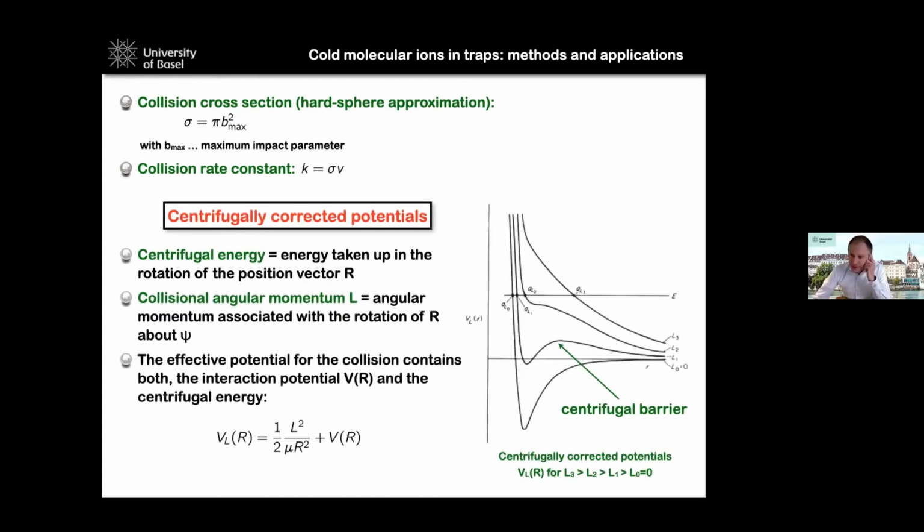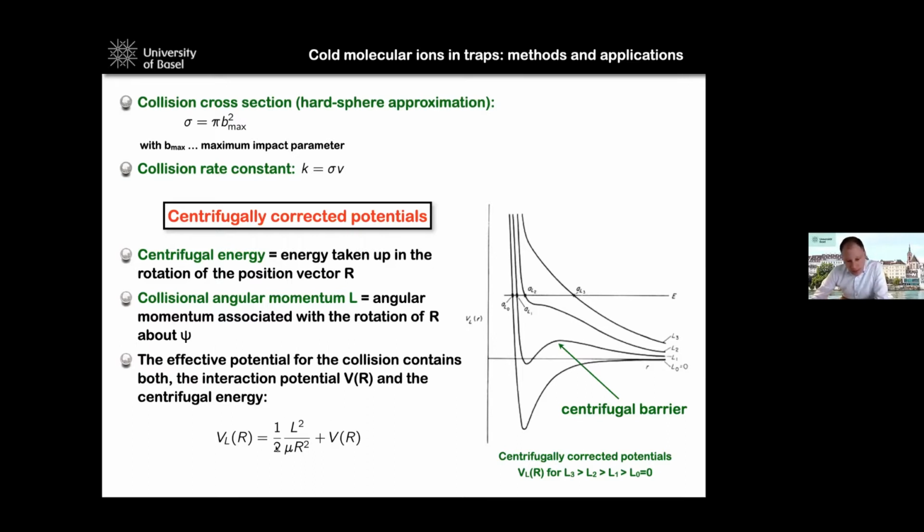So let me say a few more words about this centrifugally corrected potential, because this will play an important role in what comes later on. So I've already said that the centrifugal energy is the energy that's taken up in the rotation of the position vector. And the collisional angular momentum, well, this is the associated angular momentum with that rotational motion. So it's the angular momentum that goes along with the rotation of r about psi.